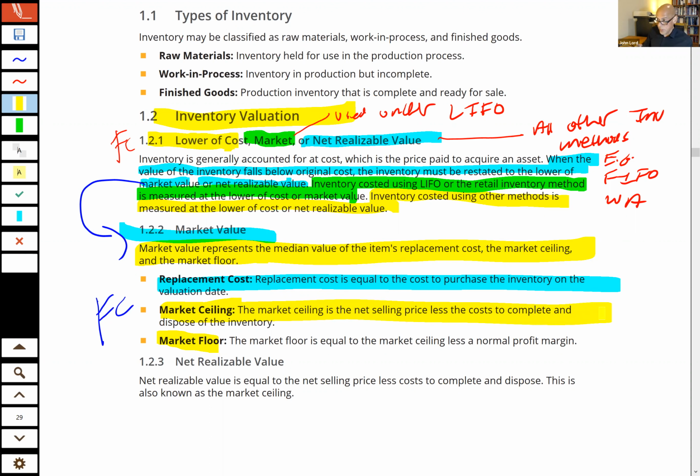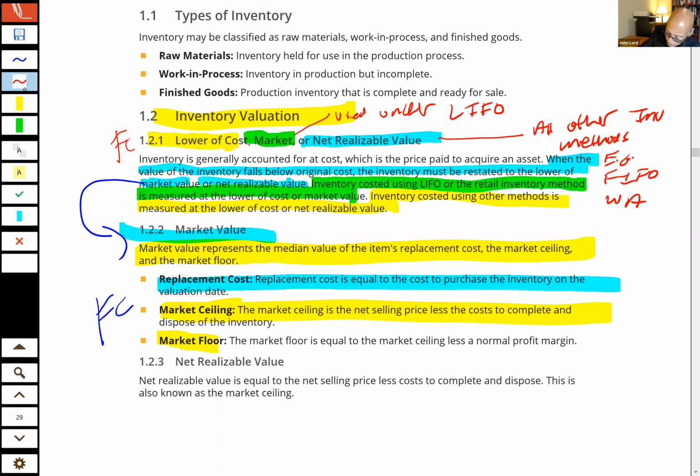For example, if they tell you there's a delivery cost, that would be a cost to complete and dispose. I used to think cost to dispose meant throwing it away, but if you're going to throw it away, it's worthless. No, they mean to sell it. If you have to pay some delivery cost or commissions, you subtract that off of the net selling price to get the market ceiling, or net realizable value, okay?